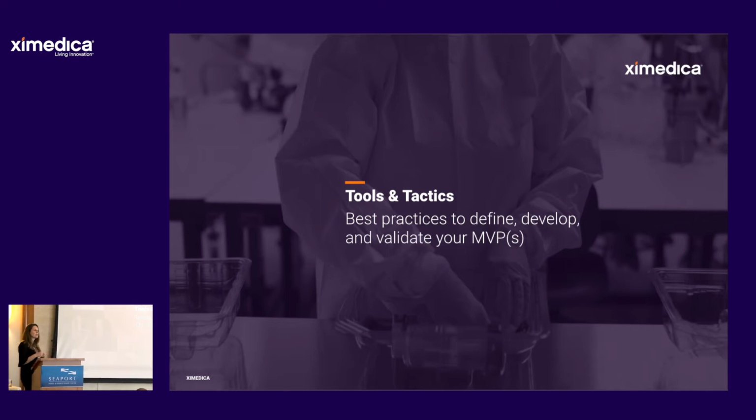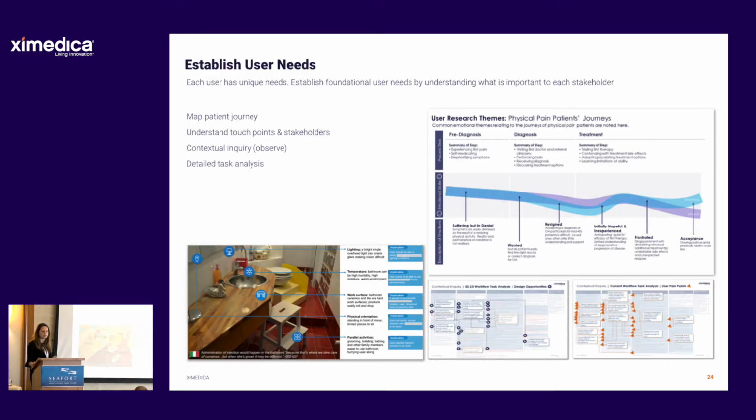But ultimately, how do you define your MVP? How do you define your strategy? And then how do you validate and execute on that strategy? So we're going to share some of the tools and tactics that we've used with different organizations. This is not an exhaustive list, but we want to show you some examples. The first being establishing user needs.